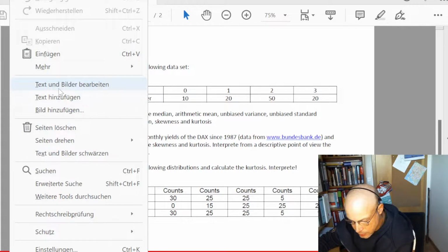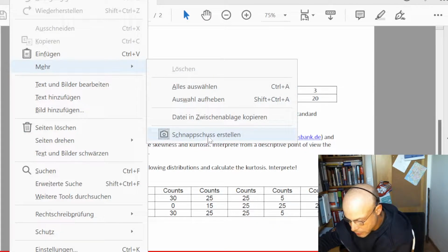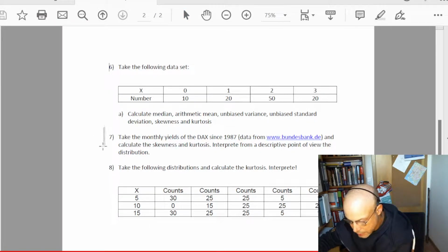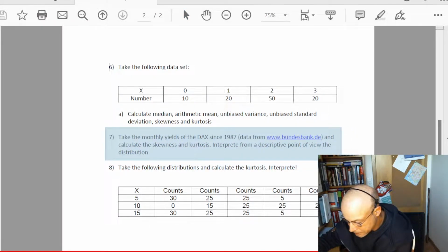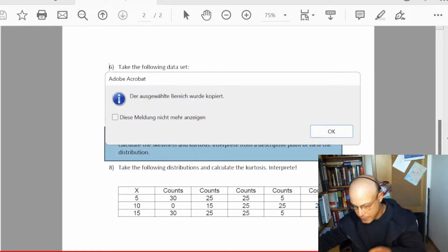Then I asked you to maybe have a look at the website of the Bundesbank in order to get the data. Has anybody found the data?